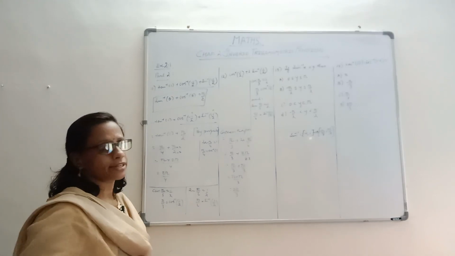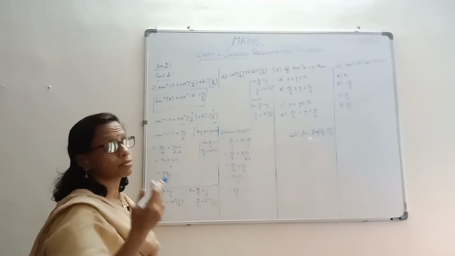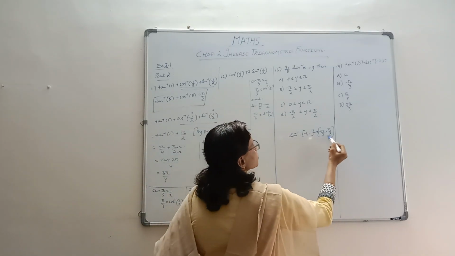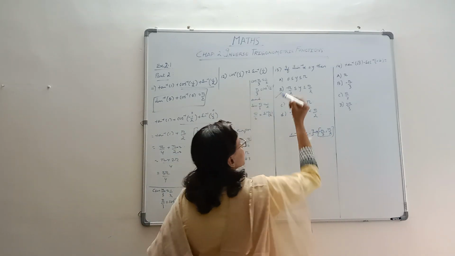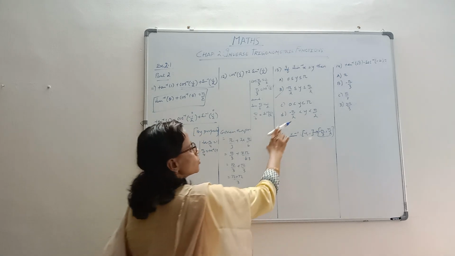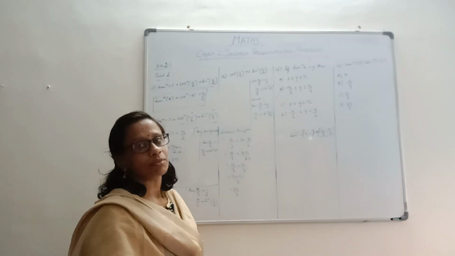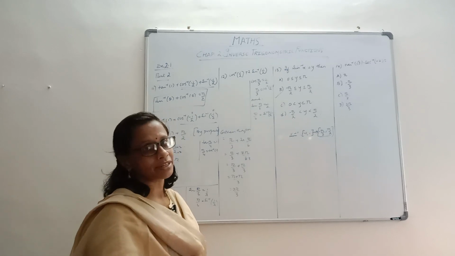So which is true for the sine inverse function? Sine inverse x, that means they are asking for the codomain. The codomain is defined on minus pi by 2 to pi by 2. This should be the correct answer. All others are okay, but it's an open interval. We are looking for a closed interval. So the correct answer about the codomain of sine inverse is this.